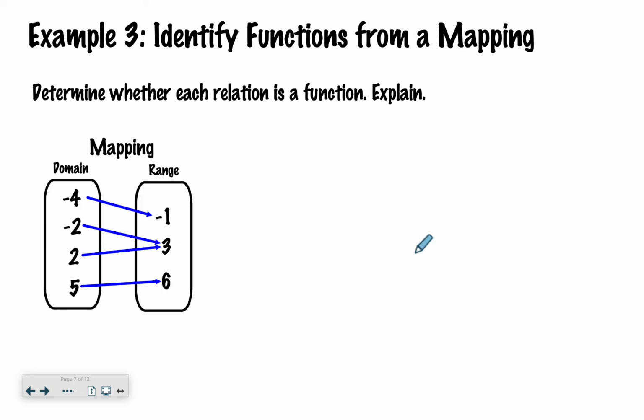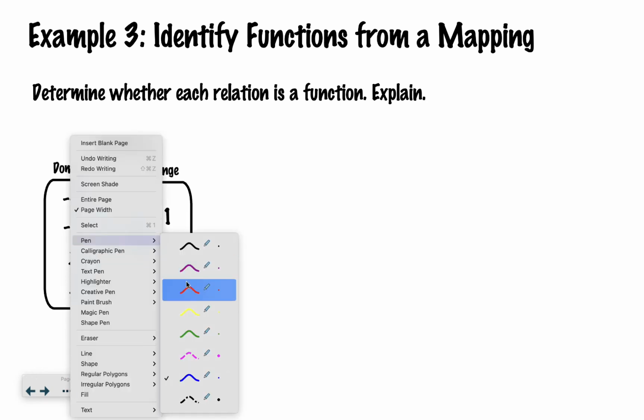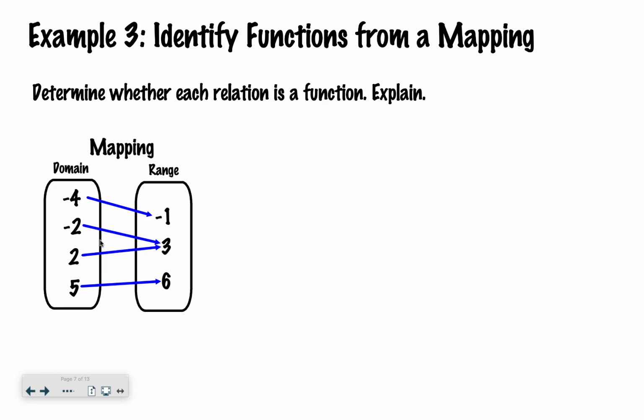Let's look at example 3, which is identifying if something is a function from a mapping. The way that you tell if something is a function from a mapping is you can only have one arrow going from each of the numbers in the domain. Right now you can see there's one arrow from -4, one from -2, one from 2, one from 5, and none of those numbers repeat.